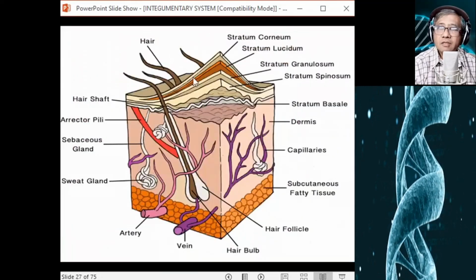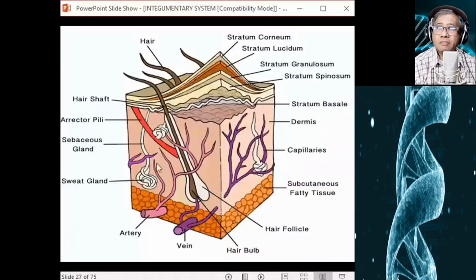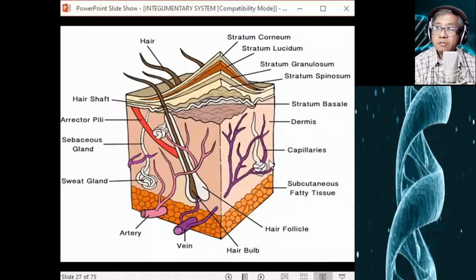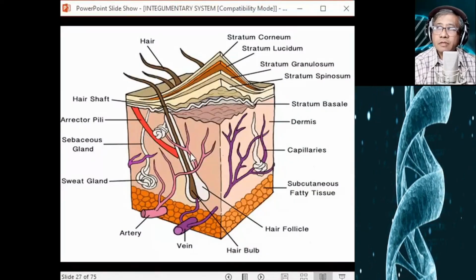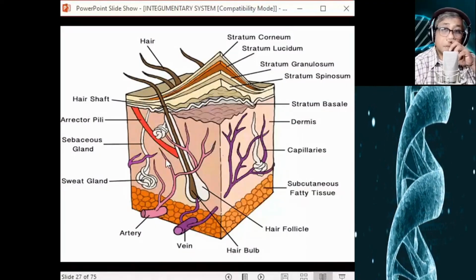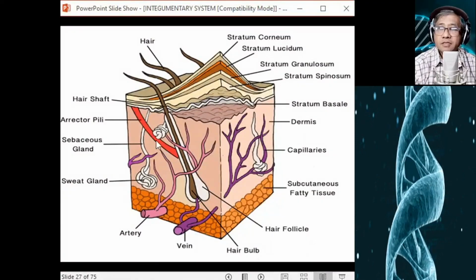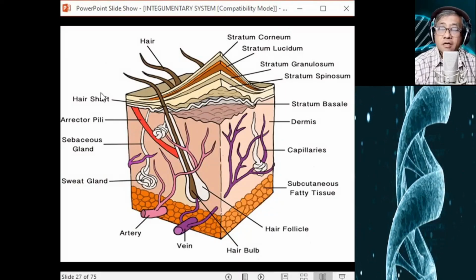So in the dermis, you have the following structures. So you have the hair follicles, you have the glands. Ito yung sweat glands na coiled. Then we have the sebaceous gland, which is attached to a hair follicle. Alright, then you have here the arrector pili muscle. Nasa reticular layer yan, which is attached to the hair follicle.